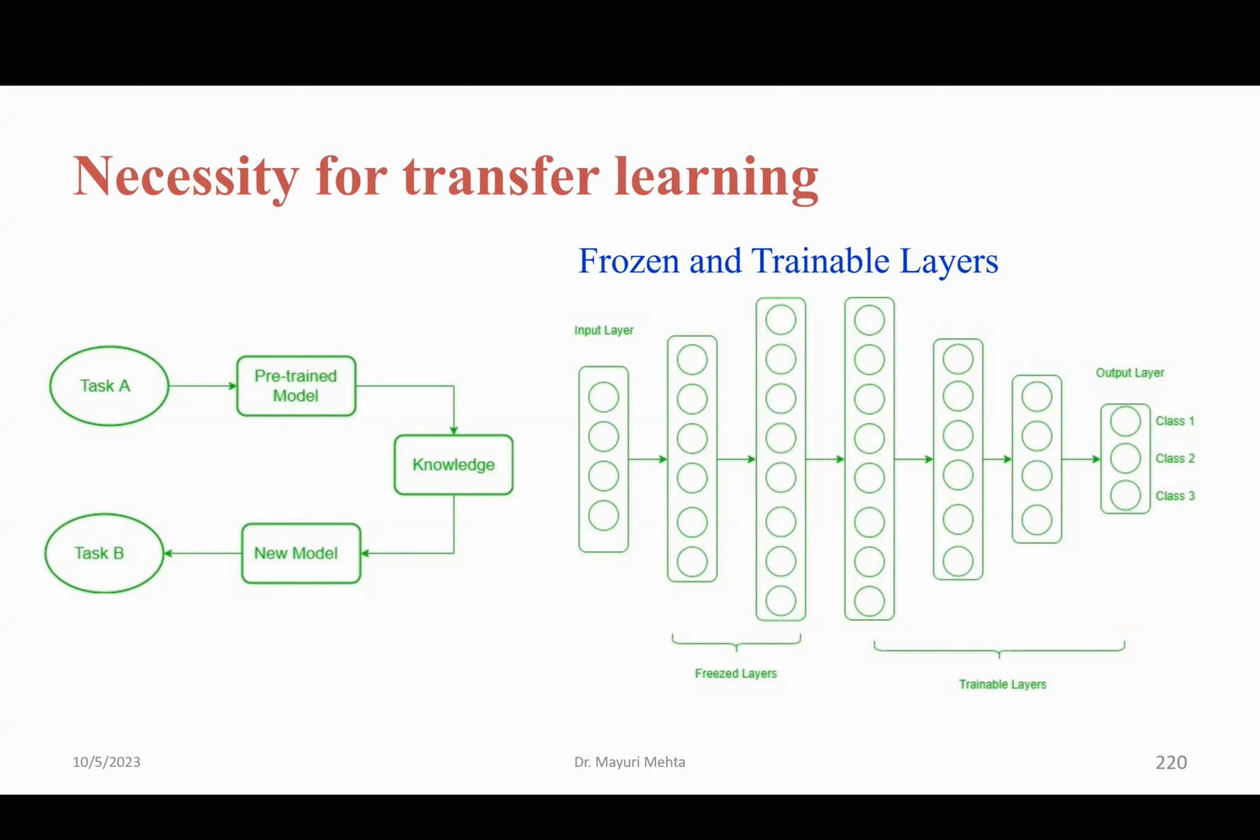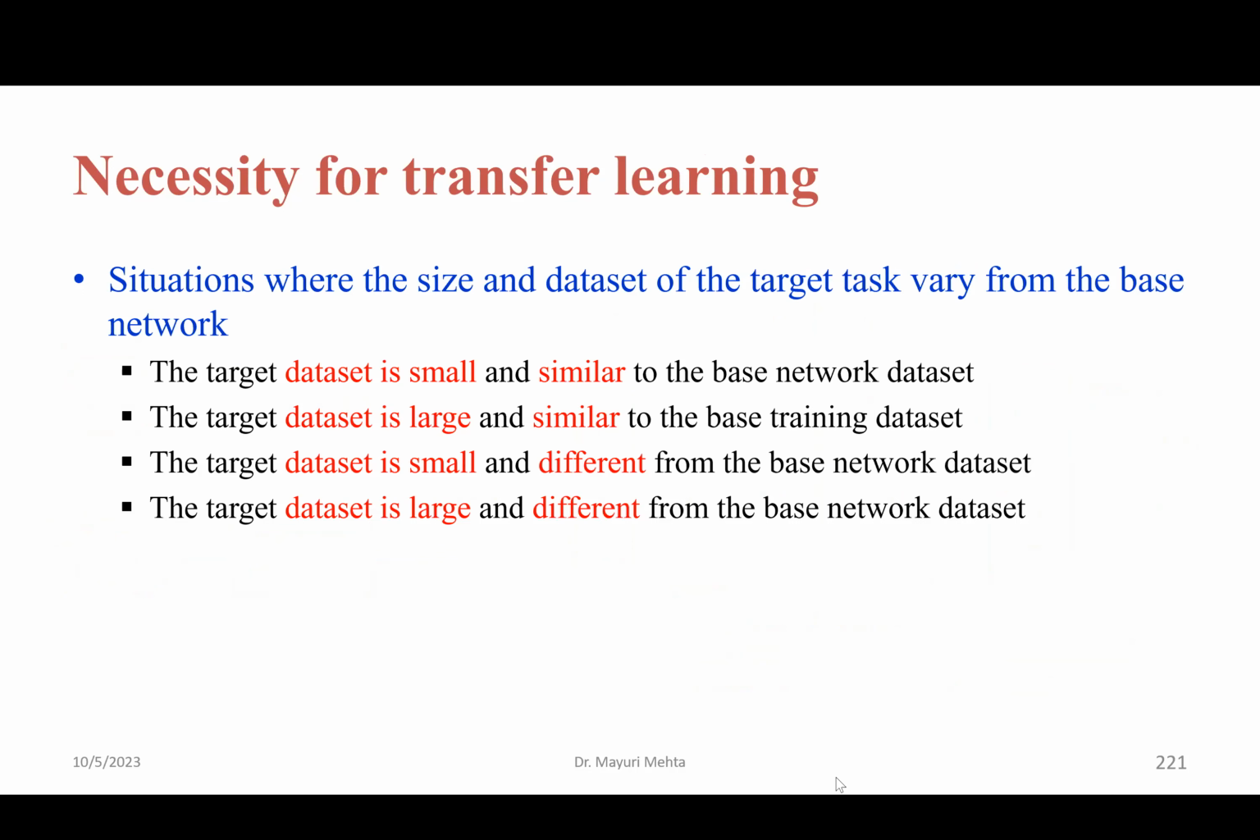So actually, there arise four scenarios here. I will show you which are the four scenarios. See, these are the four scenarios here. These are the four possible situations where the size and data set of the target task, the new task, vary from the base network, that is the pre-trained network.